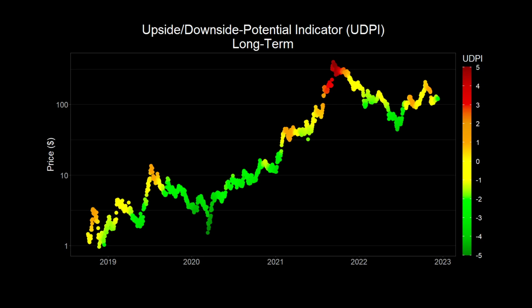Today I want to talk a bit about Quant and what some of our models here at Upside Down Data are making of its recent price action. So what I'm showing you here is our risk model, the Upside Downside Potential Indicator, or UDPI. This is the price history of Quant over time, color-coded to the output of the UDPI. So higher levels mean higher risk, lower levels mean lower risk.